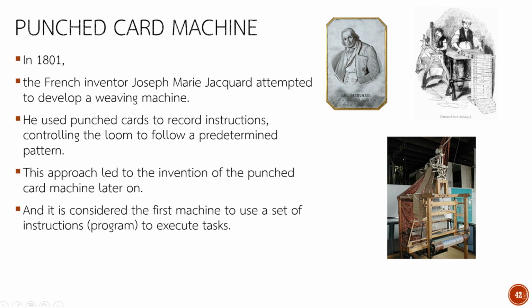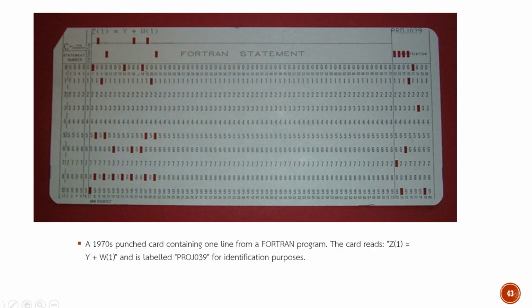He used punched cards to record instructions, controlling the loom to follow a predetermined pattern. This approach led to the invention of the punched card machine later on, and it is considered the first machine to use a set of instructions, program, to execute tasks. A 1970s punched card containing 1 line from a Fortran program.